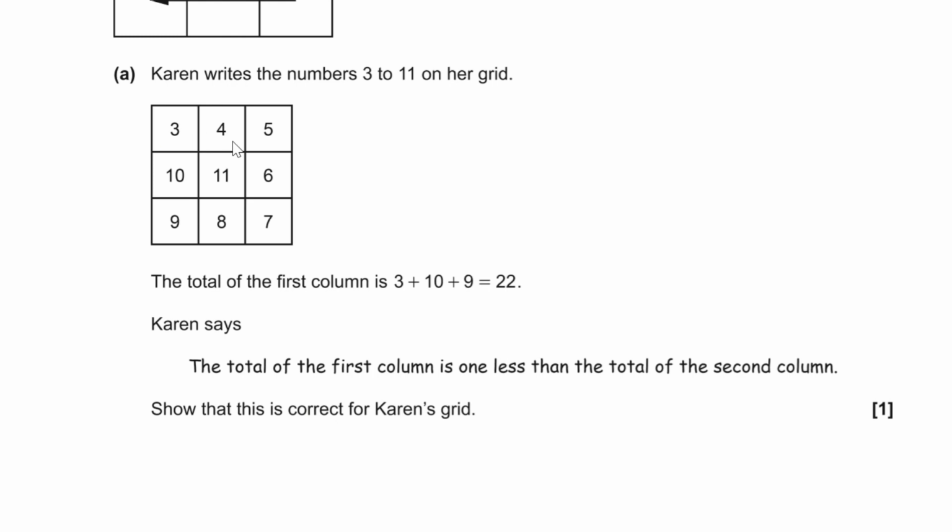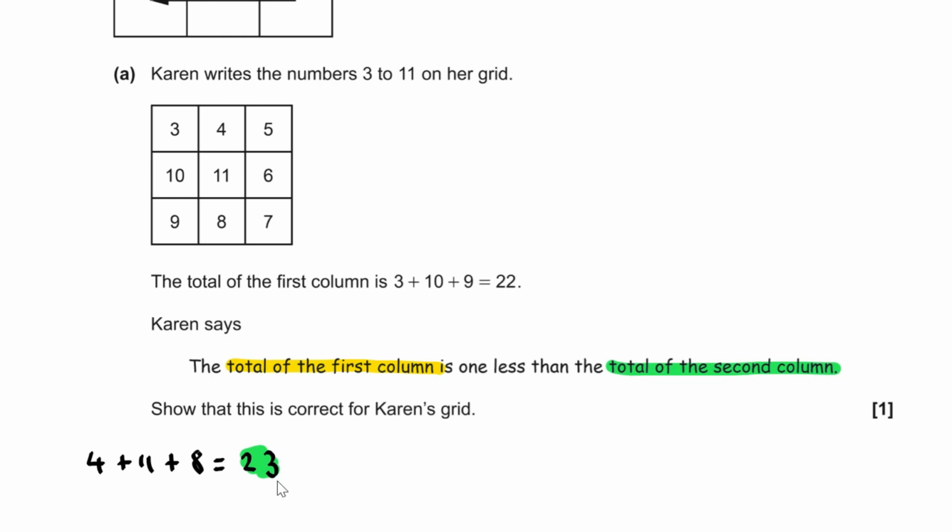Well, you can see over here that 3 is 1 less than 4, 10 is 1 less than 11. Rather, what we're doing is looking at the total. So the total for the first column is, as we were told, 22. So the total for the second column would have 4 plus 11 plus 8, which is 23. So here is the total for the second column, it's 23.